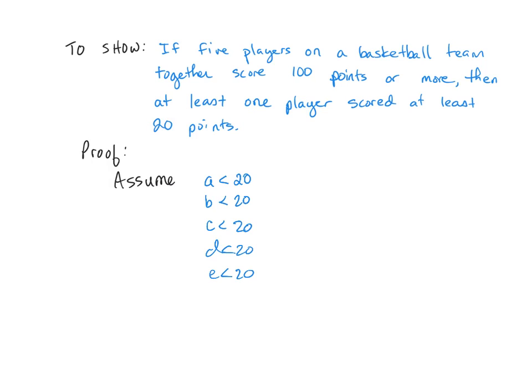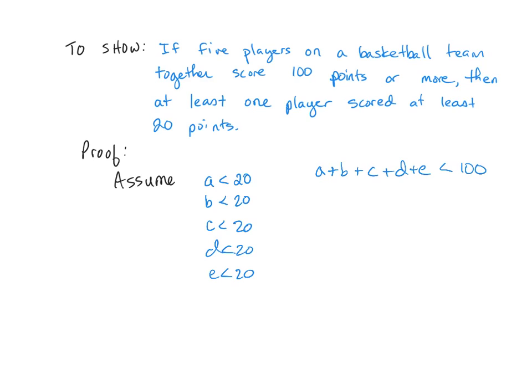So here's where some math comes in. We can obviously add these things together. We want to find what the total is. So A plus B plus C plus D plus E. Well, if all 5 of those are less than 20 points, and we add all those together, we know that the sum of that has to be less than 100.